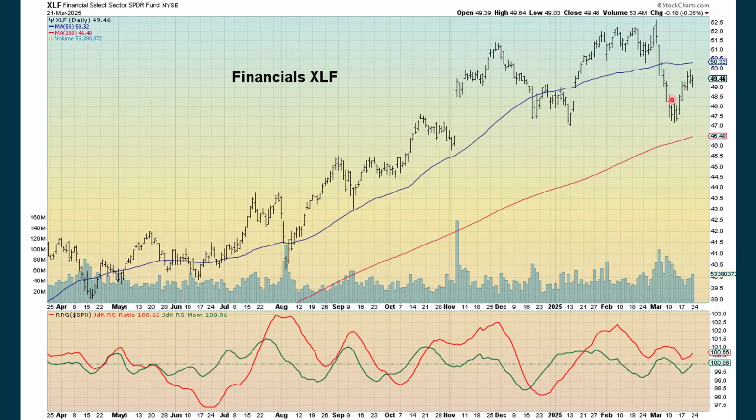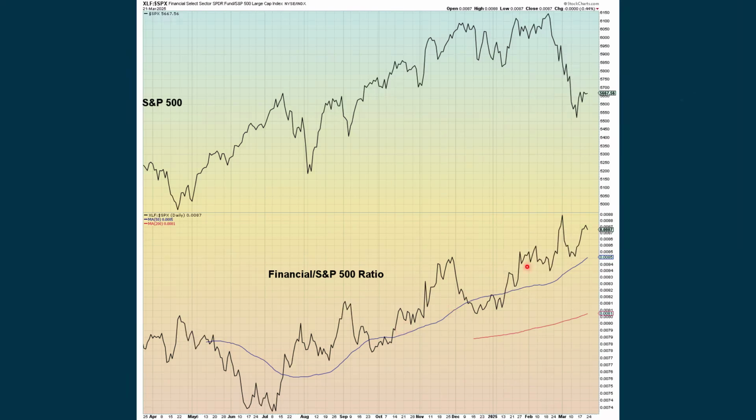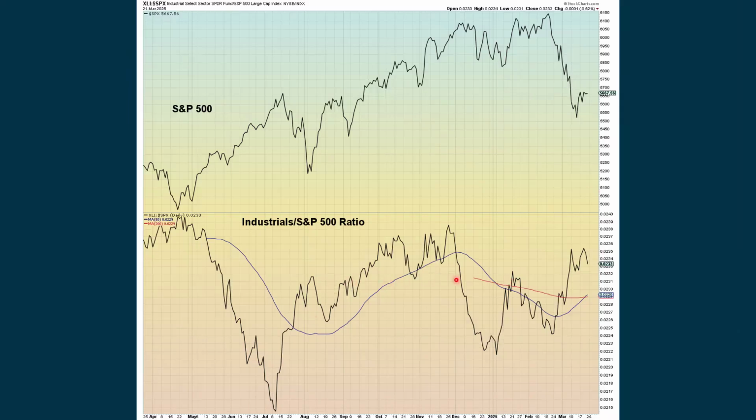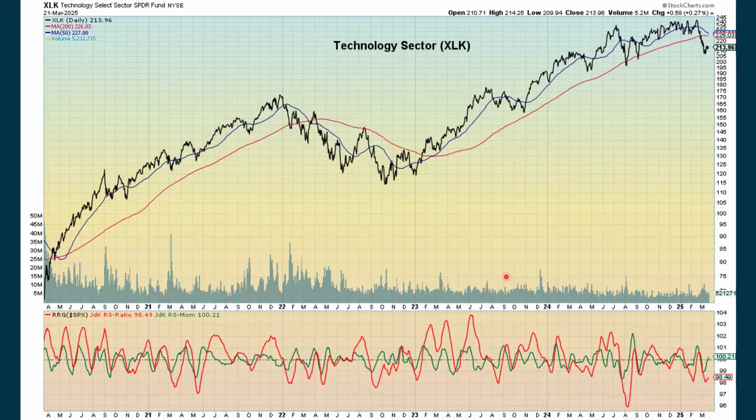Financial sector was really getting hammered. Now it's been making a comeback, and it's one of the better areas when compared to the S&P on a shorter term basis. Industrials coming down and dealing with its 200-day moving average and pretty much going sideways when compared to the S&P. The tech sector underneath its 200-day moving average.